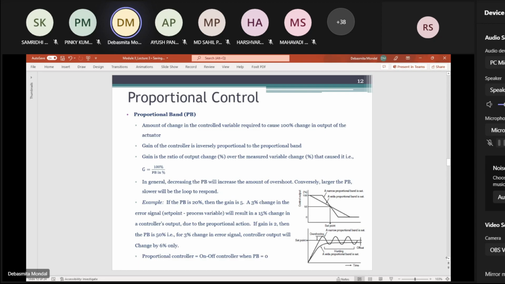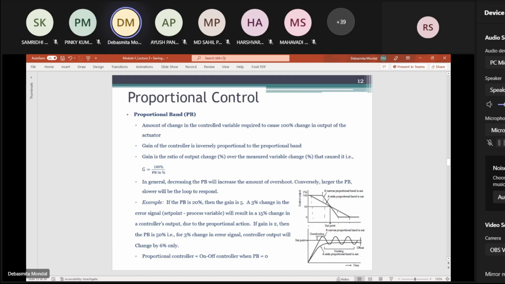Okay, so if you have a narrow proportional band, this is a narrow one. You see that the difference in the control variable necessary to switch the control action from 0% to 100% is less. So for a small amount of change in the control variable, you will get faster action.